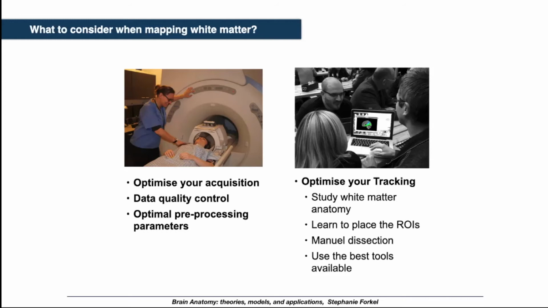Once you're at that point where you want to track it, the better you know your white matter anatomy, the easier it will be to dissect it. You need to learn where to place your regions of interest. There's a couple of rules that you can follow, but there's many very useful atlases out there that show you where to place the region for which tract and why. Manual dissection still is the most reliable based on our experience, and it's worth checking the literature regularly to make sure that you use the best and most recent tools.